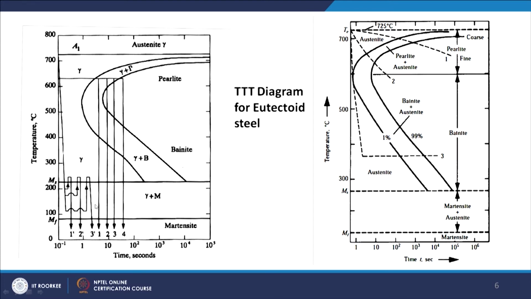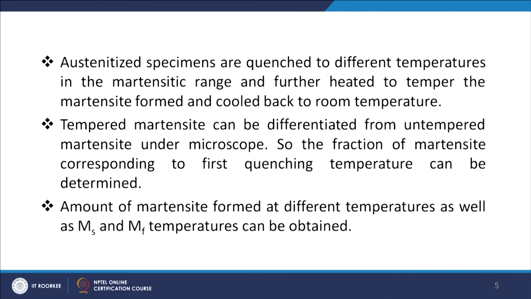So, like that if you do, you will have the lines for MS and MF also determined. So, that is what it is. A standardized specimen will be quenched to different temperatures in the martensitic range, and then further heated to temper the martensite formed, and then cooled back to room temperature. Now, these tempered martensite can be differentiated from untempered martensite under the microscope.